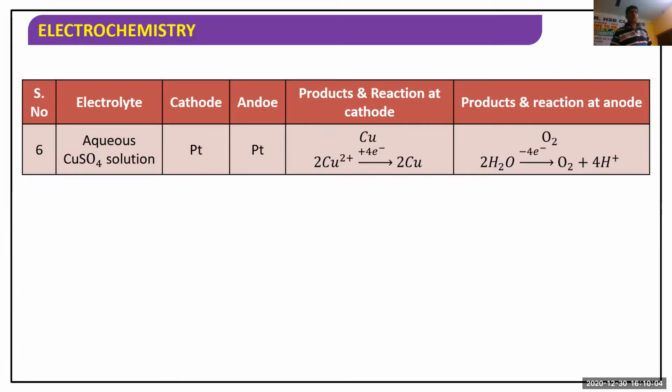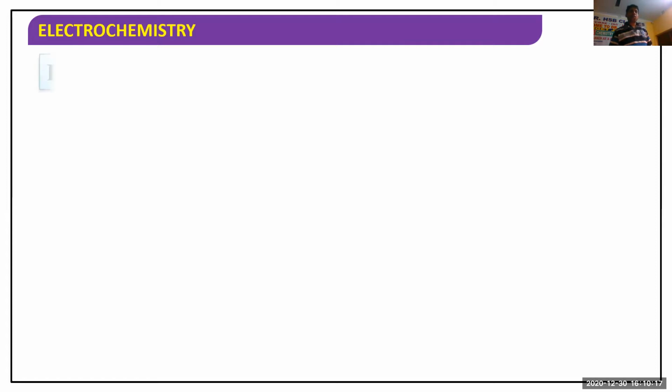So for aqueous copper sulfate solution, copper will be deposited at cathode, but at anode oxygen will be liberated.